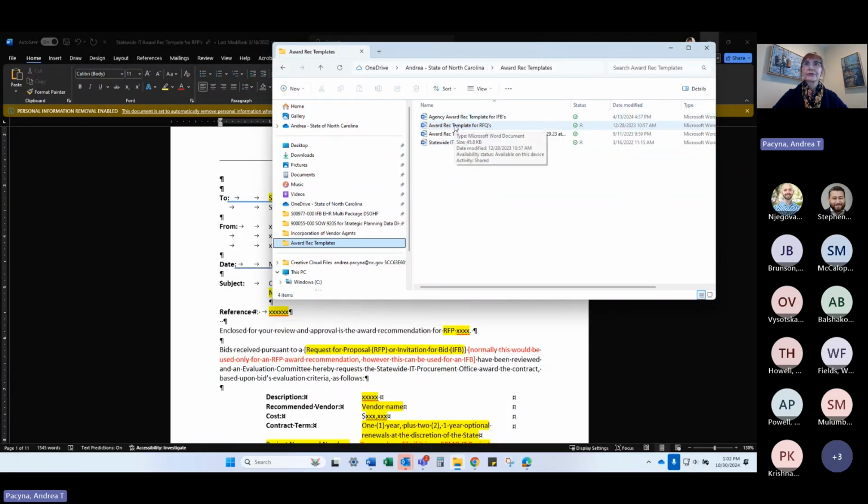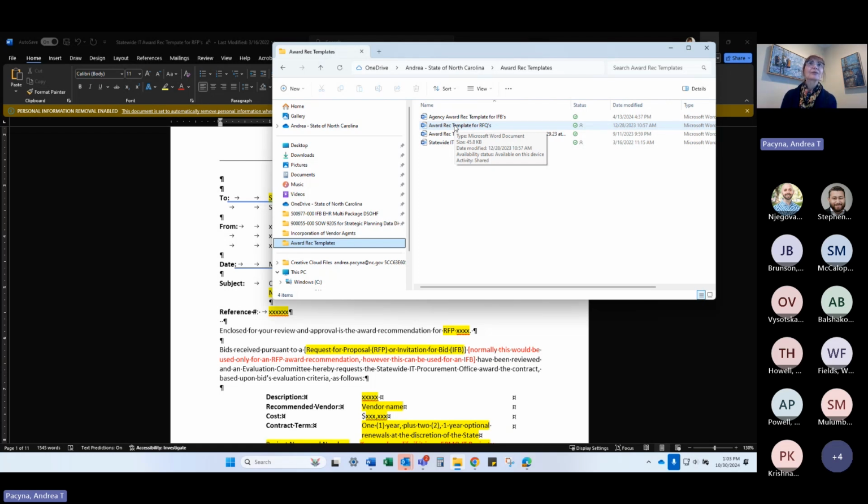Here's one for RFQs. That one is really short because by the time you get to an award recommendation for an RFQ, you've already justified the sole source in the approval to issue the RFQ. You pretty much have to say the agency still wants to buy what they want to buy and that the finalized RFQ has been approved by all parties and it's pretty much ready to be awarded. So RFQs are simple. IFBs are pretty simple too.